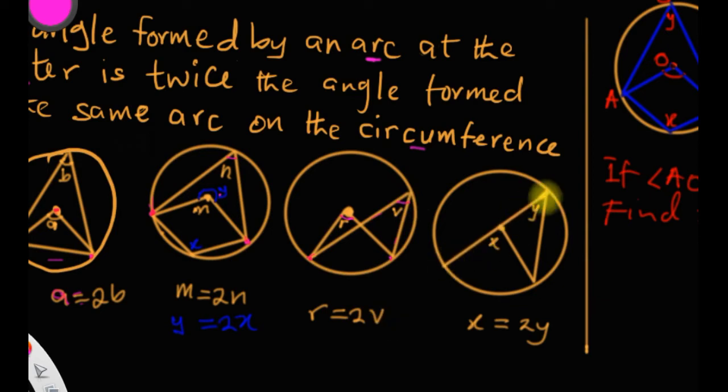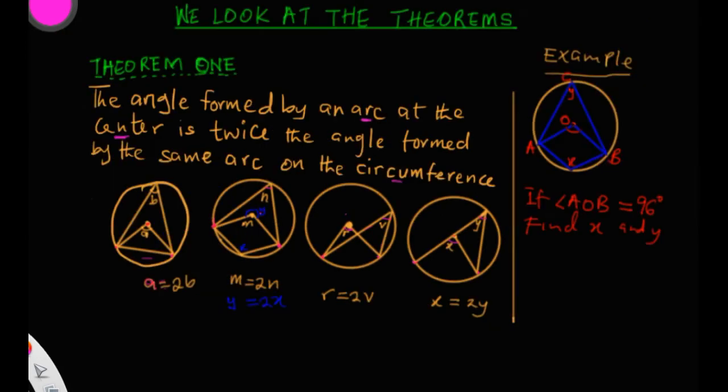You see, this line is the diameter. This is the center. From here to here is the radius, and from here to here is also the radius. So this arc is forming an angle of X at the center, and then forming an angle of Y on the circumference. According to this theorem, the angle formed by this arc, X at the center, is twice the angle formed by this same arc, Y, on the circumference. That's how this theorem is.